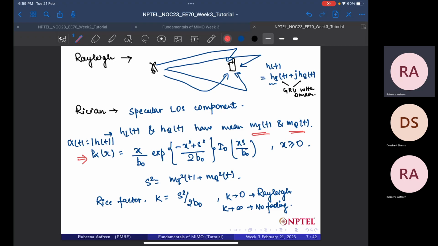Rice factor, this is very important for the Rician distribution. Rice factor k is defined as s square upon 2b naught.